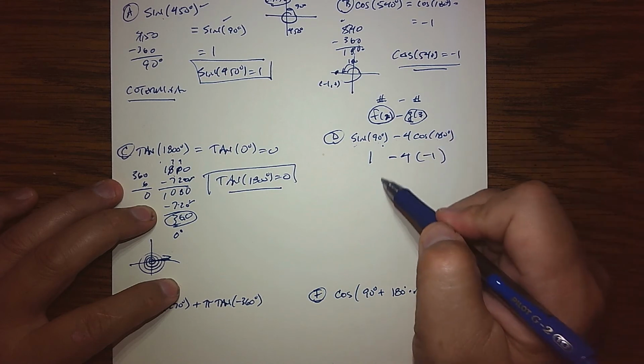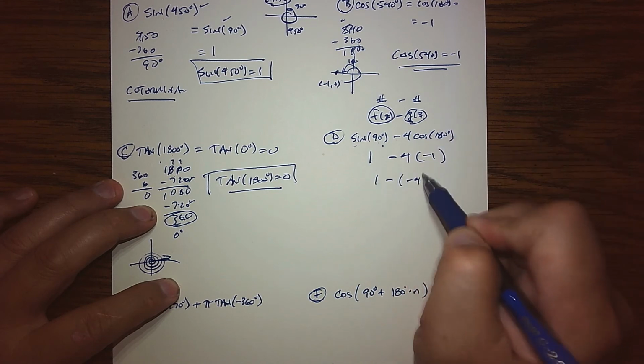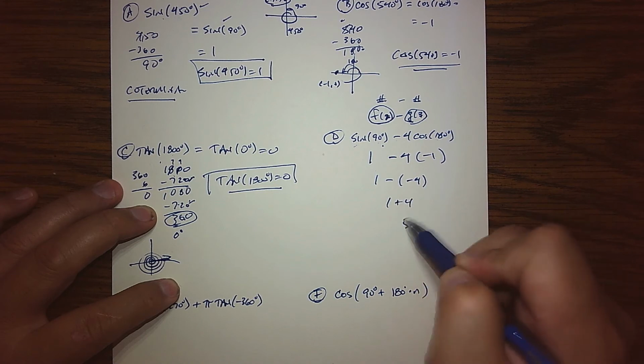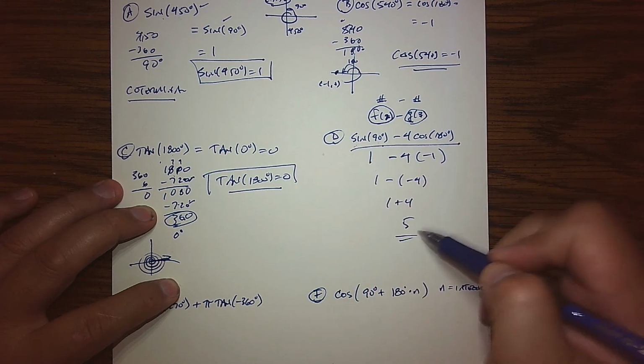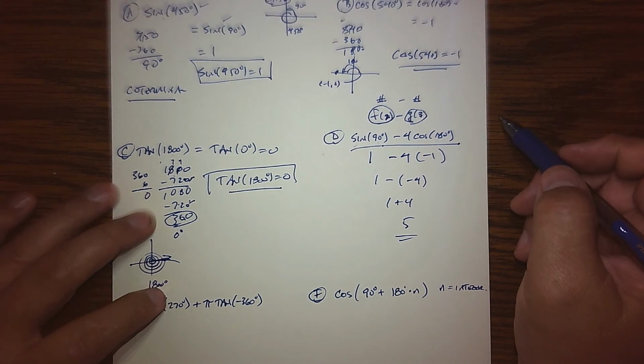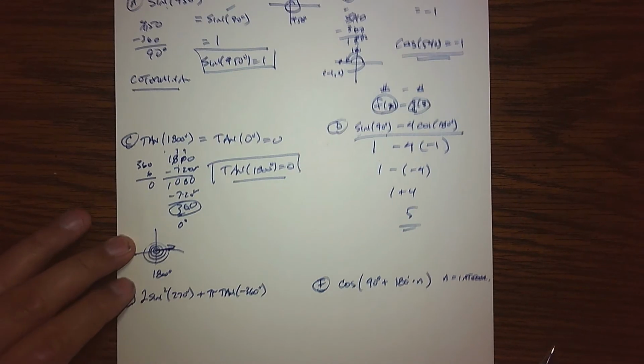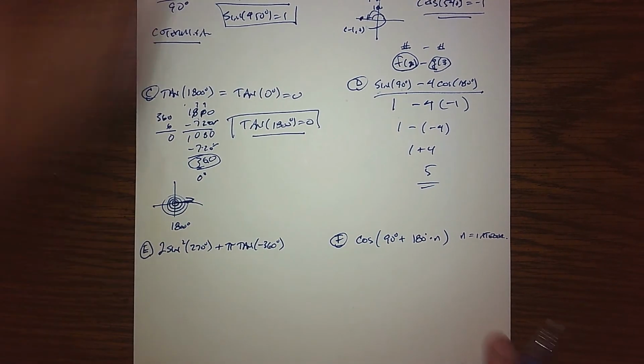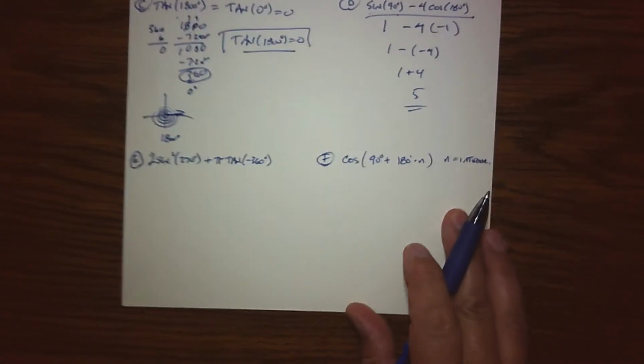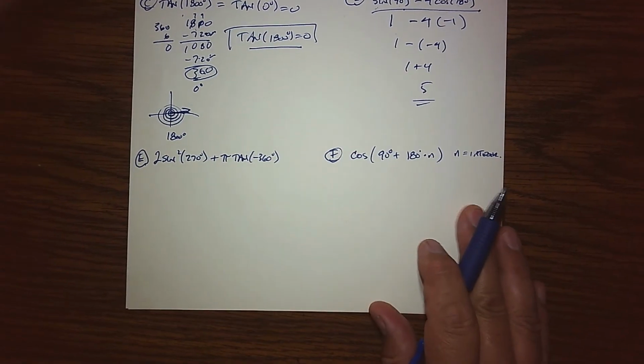And so now doing the math, we got 1 take away negative 4, which is 1 plus 4. So that expression evaluates out to 5, all right, for the given values that were there. Forging ahead, some other nuances in this next one. We've got a lot going on.